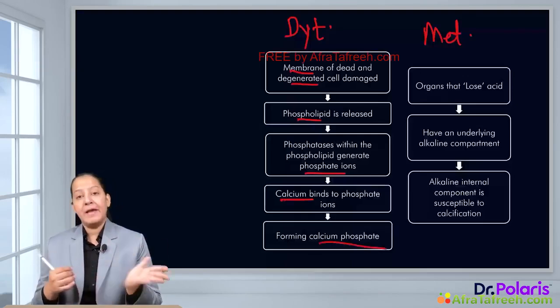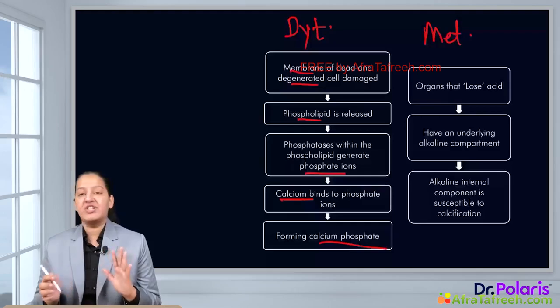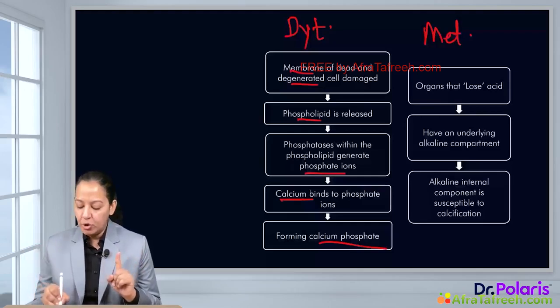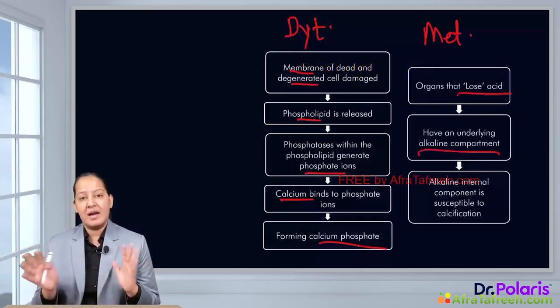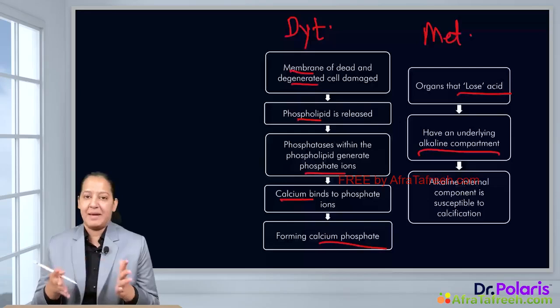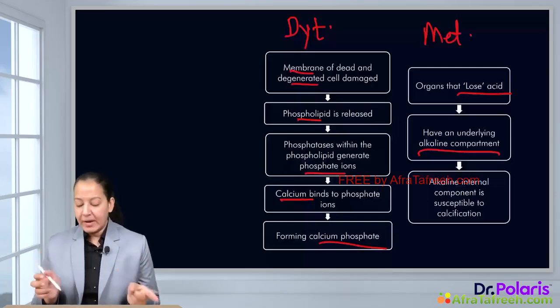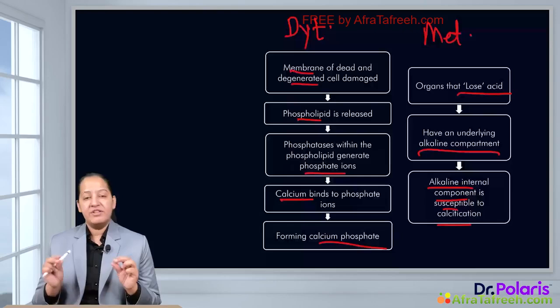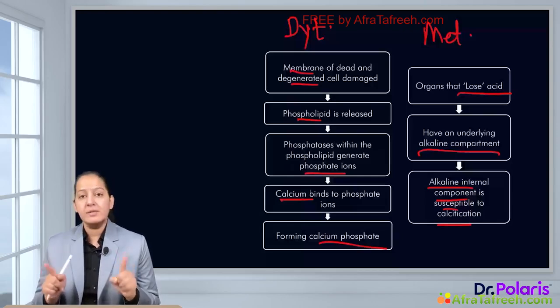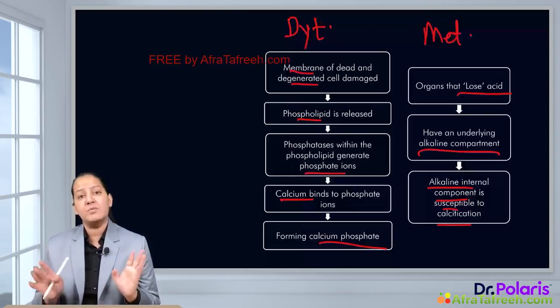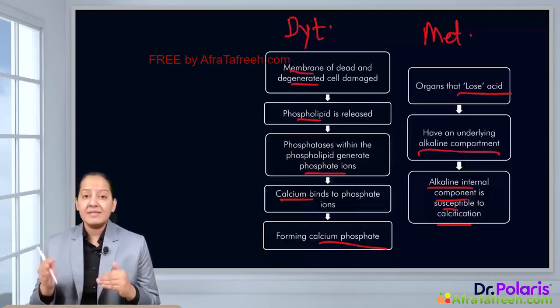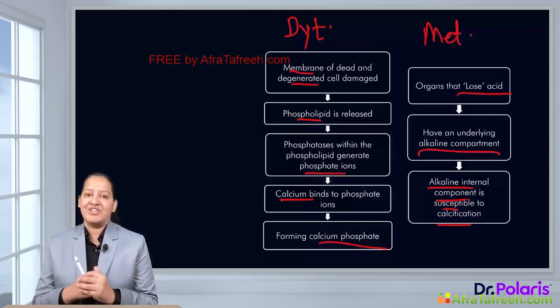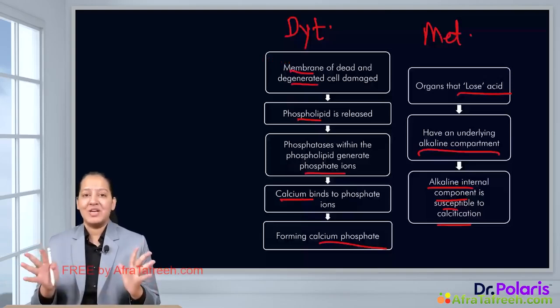On the contrary, in metastatic calcification, all those organs which lose acid have an alkaline pH. They have an underlying alkaline environment, basic pH. The alkaline pH or environment attracts the calcium. So calcium will leave the blood and get deposited in the organ which has alkaline pH. So all the organs in the human body which have alkaline pH, which are normal, live, healthy, are susceptible to metastatic calcification. That's all about pathologic calcification.